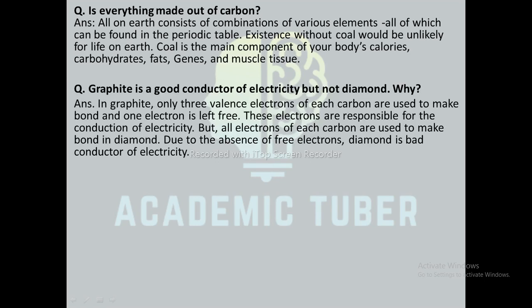Graphite is a good conductor of electricity but not diamond. Why? In graphite, only 3 valence electrons of each carbon are used to make bonds and 1 electron is left free. These free electrons are responsible for the conduction of electricity. But all electrons of each carbon are used to make bonds in diamond. Due to the absence of free electrons, diamond is a bad conductor of electricity.